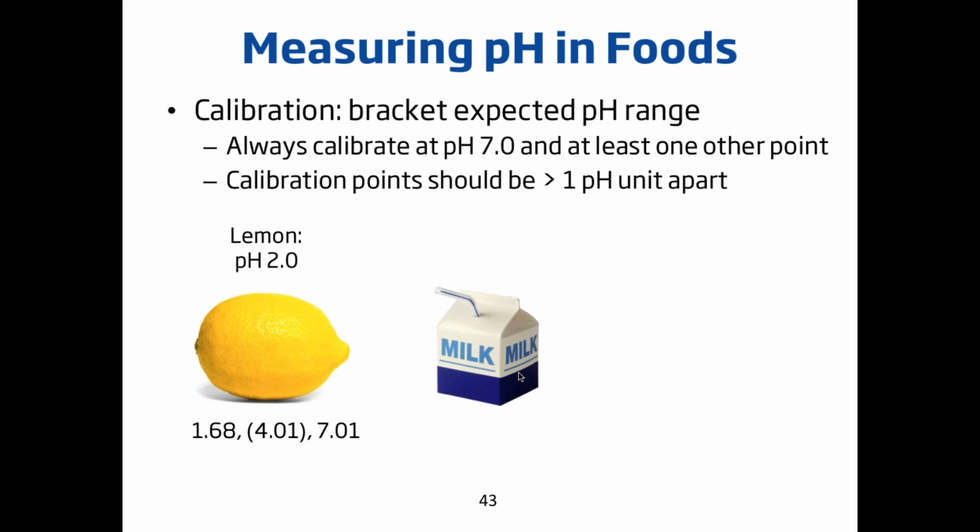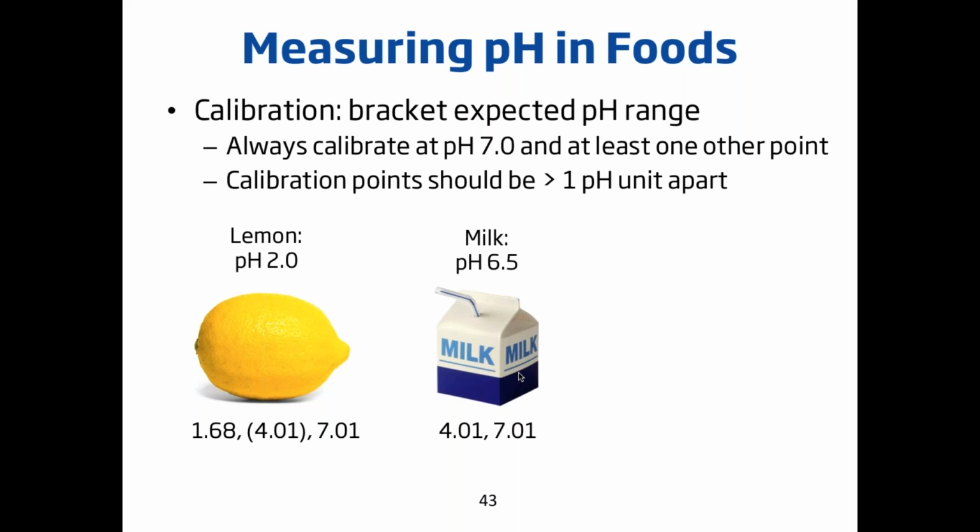The recommendation would be 7.0 as always, and then 1.68, and since those 2 points are pretty far apart, if you have the option to calibrate to 3 points, a calibration point of 4.0 would also be recommended, and that will give us 3 points along that range to get maximum accuracy around our expected value. Milk has a pH of about 6.5, so calibration points at 4.0 and 7.01 are recommended.